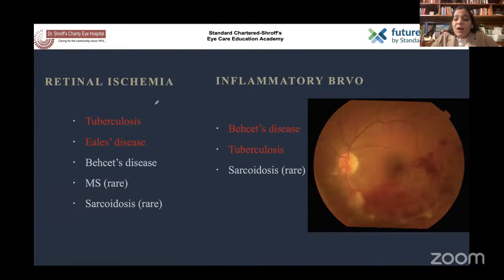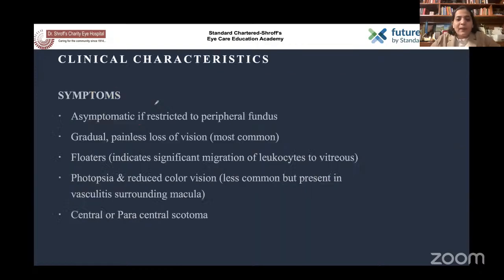Again, if there is occlusive vasculitis, which means that there is periphlebitis, veins are involved with ischemia, with occlusion, more often than not, it's TB or Eales or Behçet's. These three would be my main differentials. If you see inflammatory BRVOs, these are again occlusions, but of the venous category. Think of the periphlebitis, Behçet's, TB, or sometimes sarcoidosis.